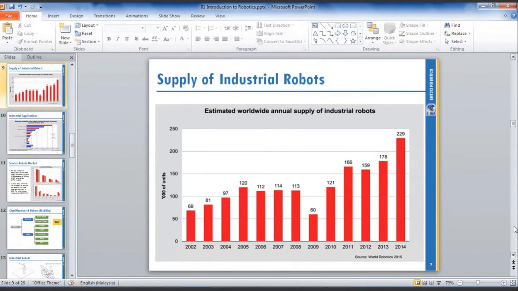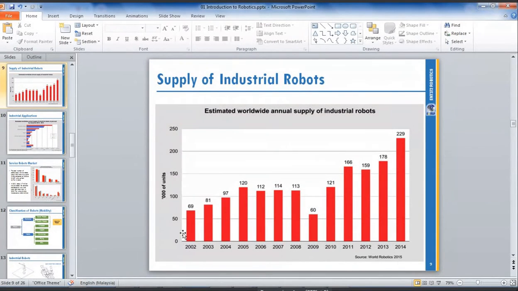Okay, supply of industrial robot. This one goes until 2014. So everybody can hear my voice? Yes, sir, boleh.